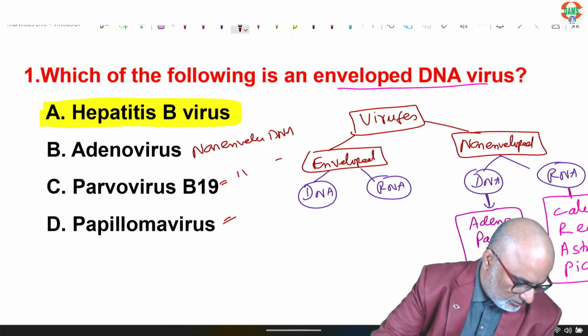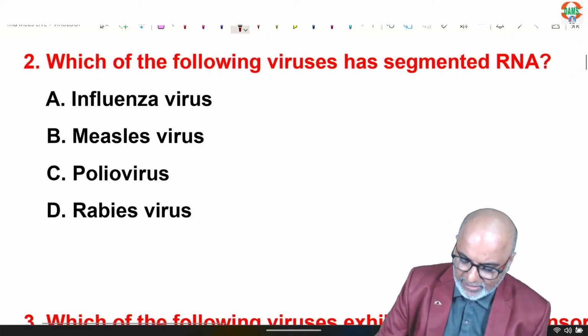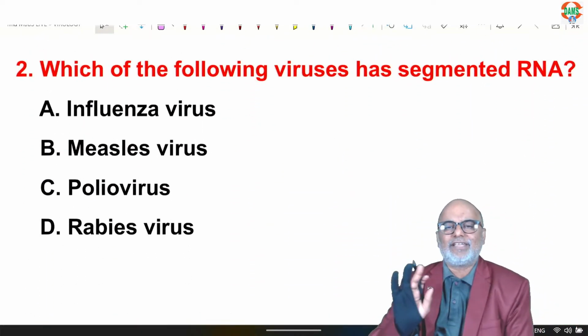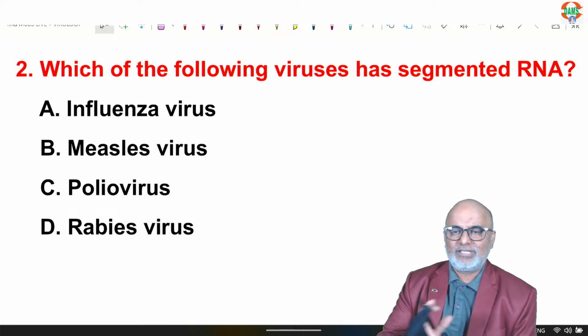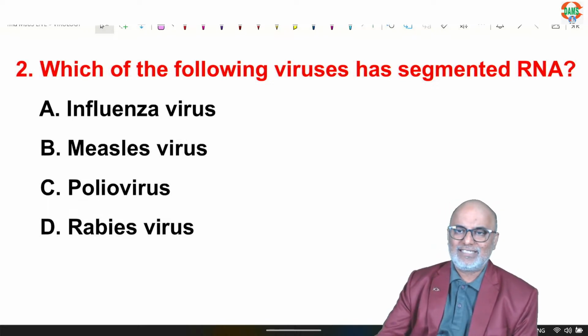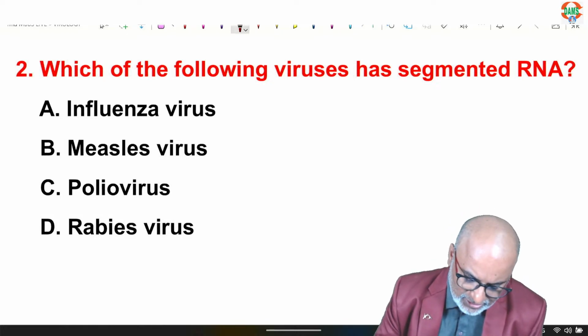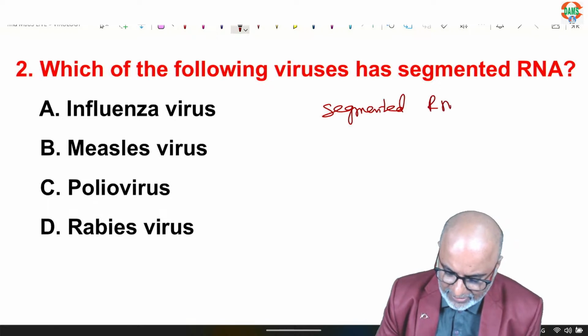Which of the following viruses has segmented RNA? Another basic question. Among RNA viruses, we have single-strand RNA and double-strand RNA. Apart from that, positive sense and negative sense. And one more classification is segmented RNA viruses.